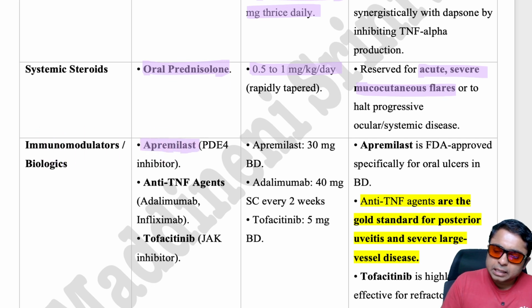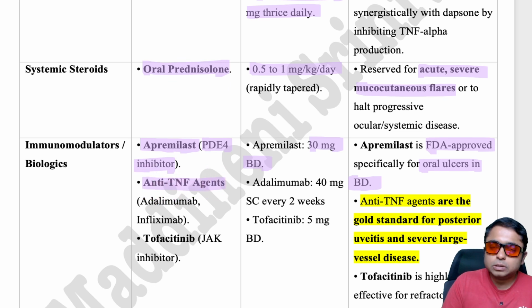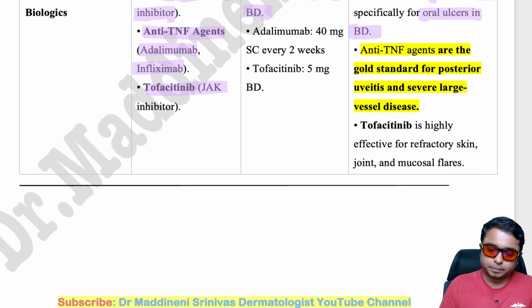And apremilast is FDA approved specifically for oral ulcers in Behçet disease. So this point you have to remember. It is a phosphodiesterase 4 inhibitor which is used in the dosage of 30 milligrams BD. Apart from this, because tumor necrosis factor alpha is also a very important part in the pathogenesis of Behçet disease, anti-TNF agents, adalimumab, infliximab can also be used, and also JAK inhibitor tofacitinib is also being used of late.